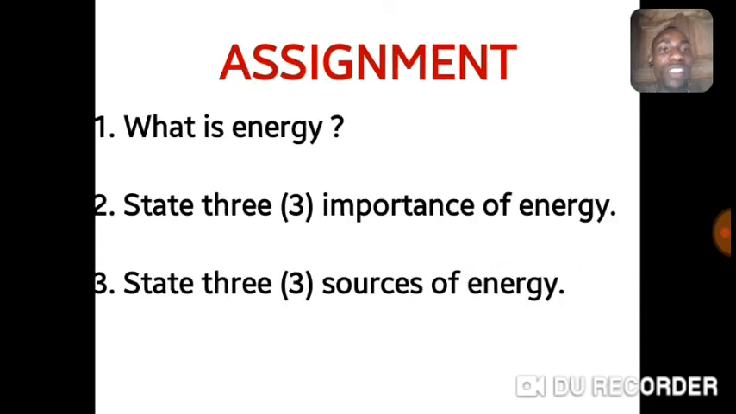Very well. Now, your assignment. What is energy? State 3 importance of energy. State 3 sources of energy.